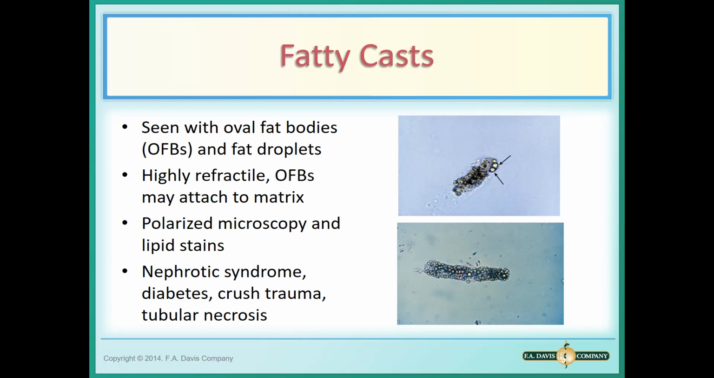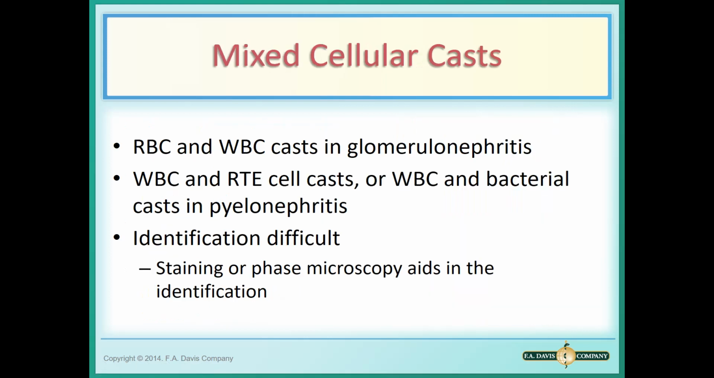Fatty casts, what do you think those are then? Fat, oval fat bodies stuck within a protein matrix, right? How are we going to be able to determine these? We're going to be able to do a polarized microscopy and look and see if we see that what? Maltese cross, right? Lots of things cause this: diabetes, crushing traumas, necrosis, nephrotic syndrome. But honestly, it looks like fat inside of a protein matrix, doesn't it? Look at that. Lots of little fat granules. And we'd see individual Maltese cross inside of those globules with polarization.